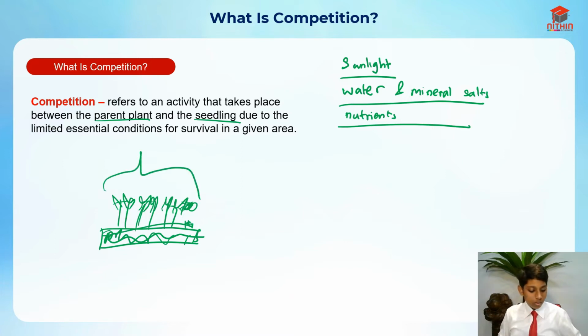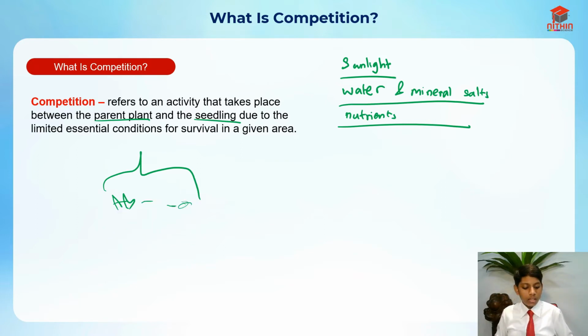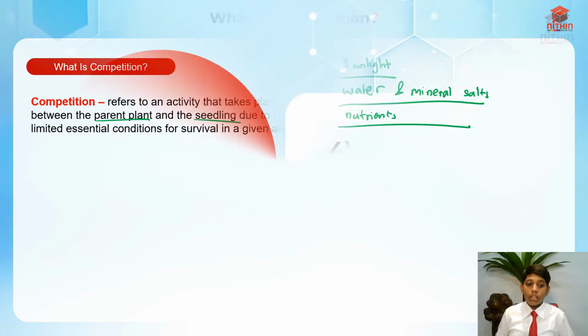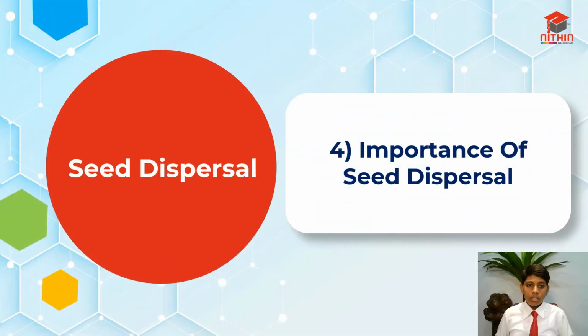And the seedling also receives lesser water and mineral salts and nutrients due to the tree's roots as well, because they all get water equally, right? So all the plants here are supposed to share, but they're competing to get more because they need to grow, right? So this is what I mean by competition. So I hope you understand that term. So now let's move on, and I'm going to show you the importance of seed dispersal. Okay, so the importance of seed dispersal.